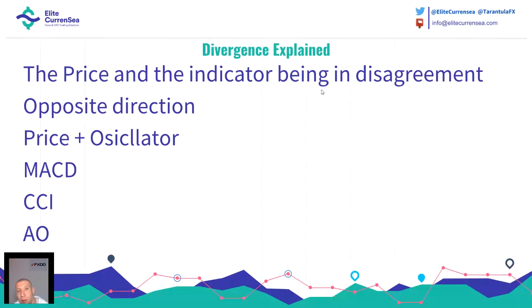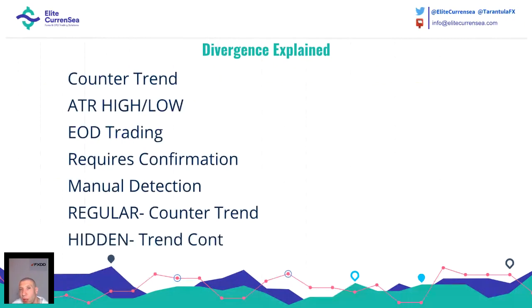So usually we use price and oscillator. The price is, of course, the main thing in divergence, and the oscillator can actually change. I use MACD, some people use CCI, Commodity Channel Index, awesome oscillators, and of course the Relative Strength Index, RSI. I personally like to stick with the MACD. Divergence is basically used mostly for counter trend trades, but not all divergence is used for counter trend. Some divergence, such as hidden divergence, is used for trend continuation.